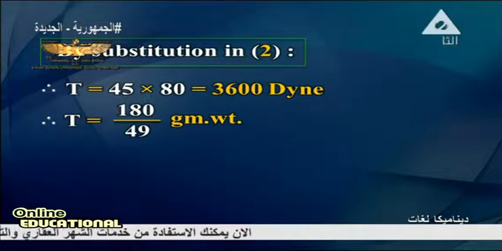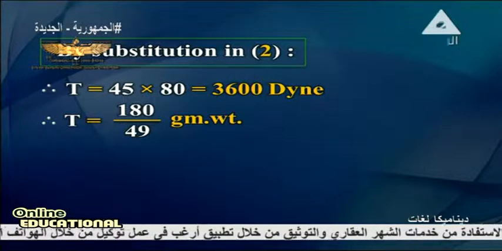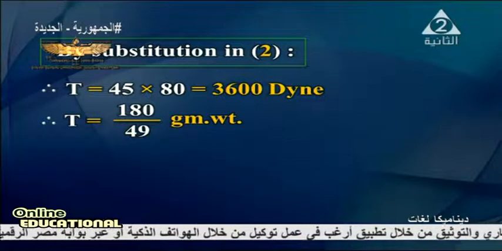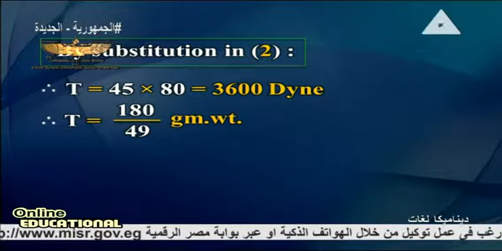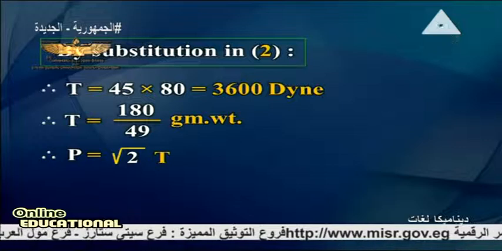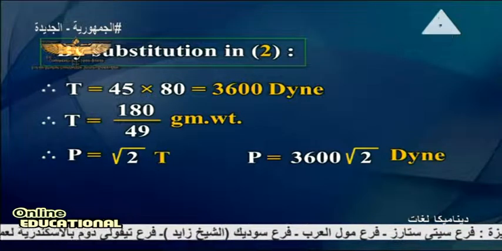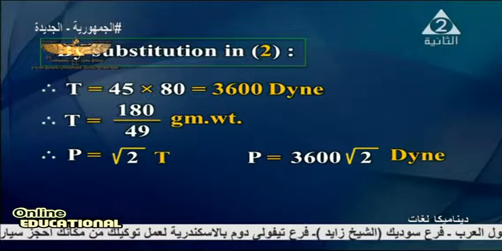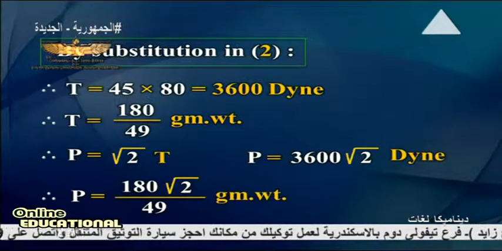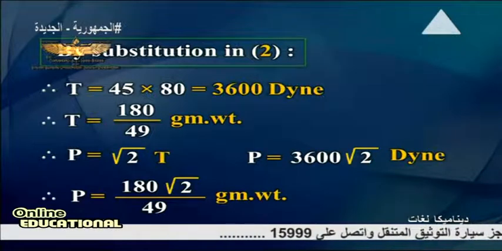Now, what is the pressure in the second case? The pressure on the pulley when the pulley is at the edge of the table equals root 2 times the tension T. Then P equals 3,600 root 2 dyne, or P equals 180 root 2 over 49 gram weight.